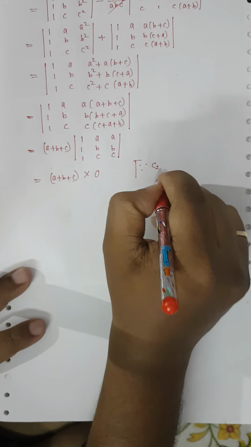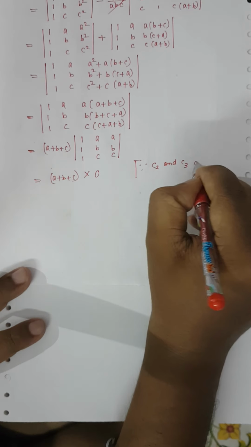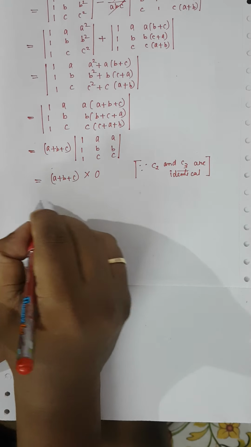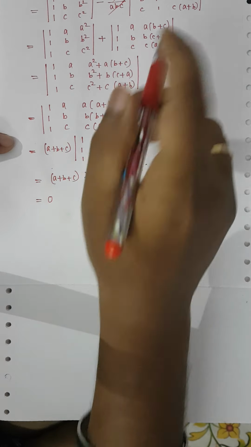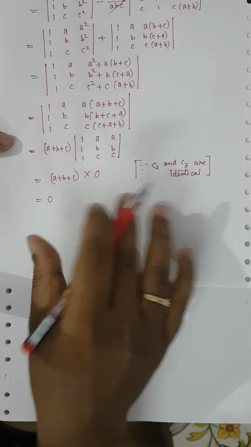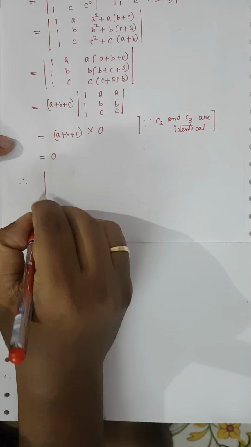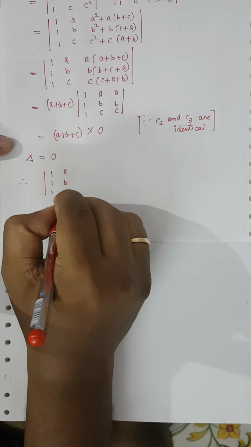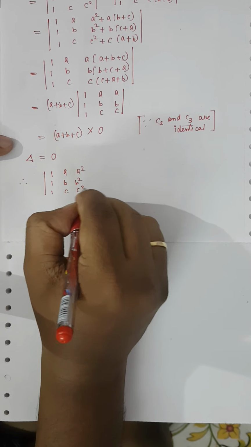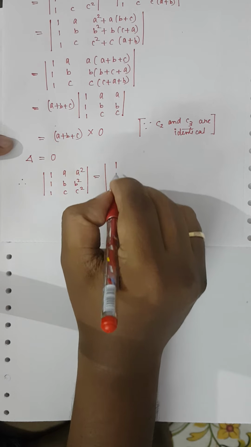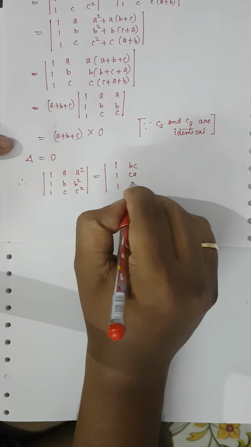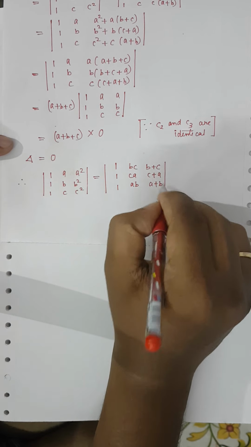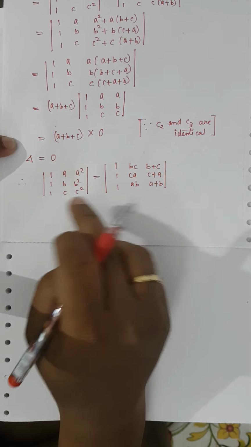Since column 2 and column 3 are identical, therefore the value will be equal to 0. Since their difference is equal to 0, therefore we can say that del is equal to 0. Therefore we can say that 1 1 1, a b c, a square b square c square is equal to 1 1 1, b c, c a, b, b plus c, c plus a plus b. Since their difference is equal to 0, hence their values are also equal.